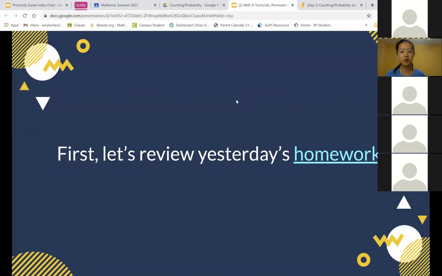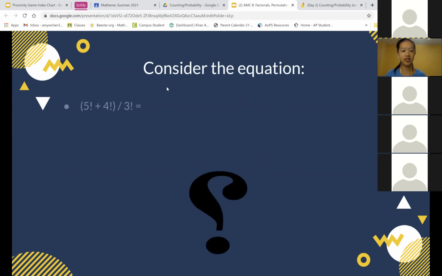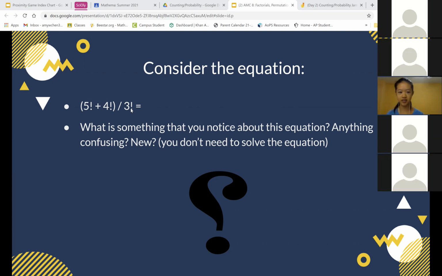All right, so today we're going to be learning, first topic for today is factorials. I want you guys to take a look at this equation. You don't need to solve it, okay? But tell me if there's something new or confusing or just something you notice about it. Wes, do you want to answer? Sure. This isn't new to me, but there are exclamation points after the 5, 4, and 3, which means that number factorial.